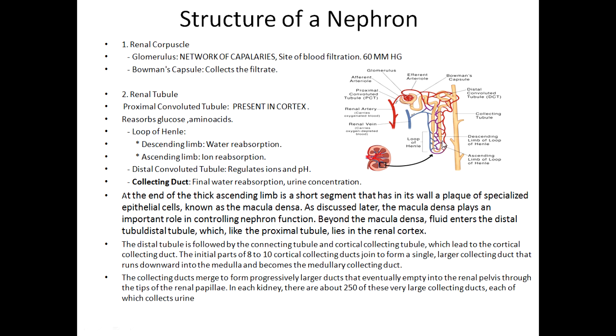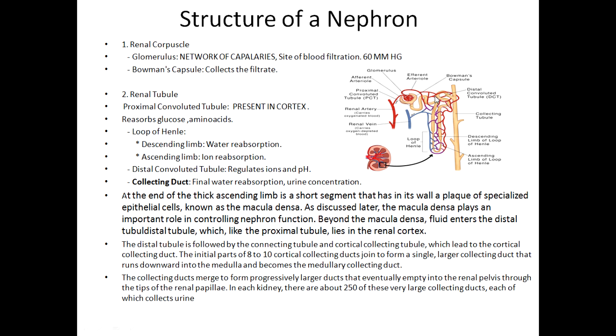Then followed by the distal convoluted tubule. This entire part from here to here is nothing but the distal convoluted tubule. It regulates ions and pH. Here ion and pH maintenance occurs in the distal convoluted tubule.